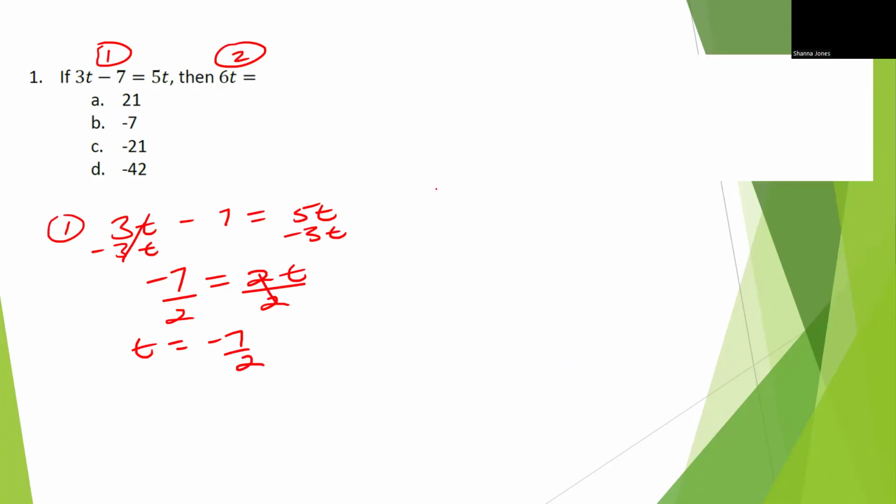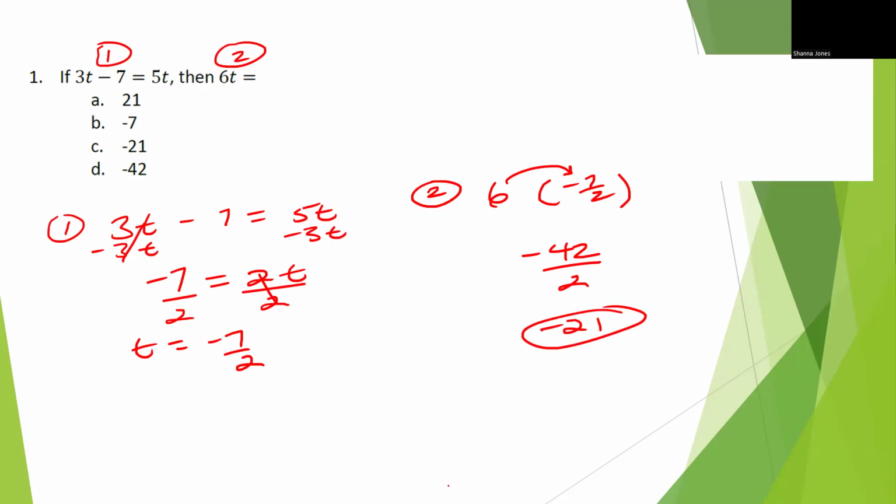After I do step one, I do step two. And step two, we're going to plug in t. So we get 6 times negative 7 halves. When you're multiplying a fraction times a whole number, the whole number only multiplies to the numerator. 6 times negative 7 is negative 42. Negative 42 divided by 2 is negative 21. And that is why the answer is negative 21. Yes? Okay. When you see it all worked out, is it a doable problem?